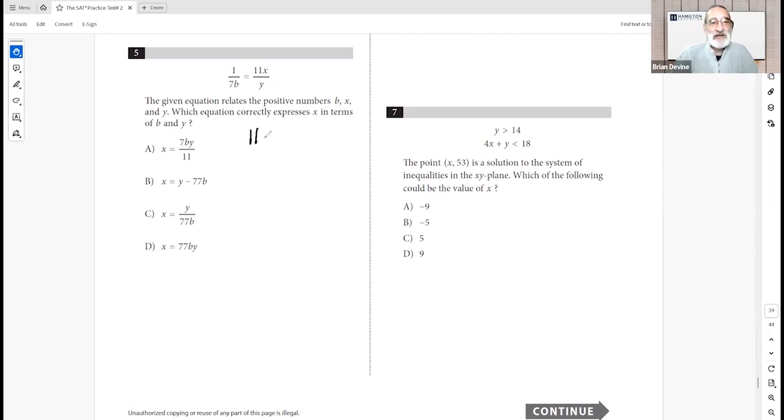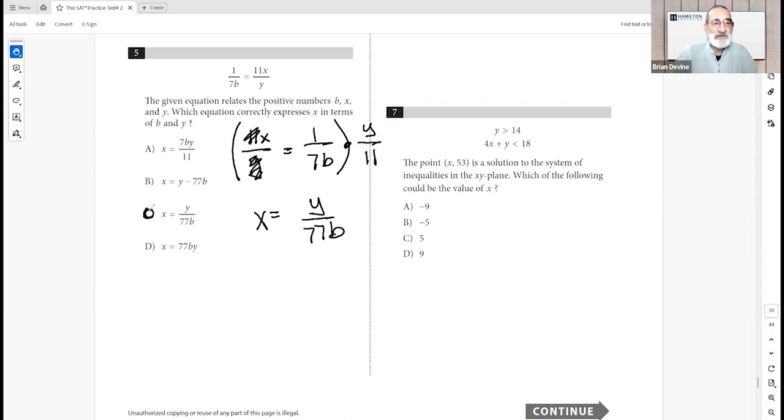And if they tell me that 11x over y equals 1 over 7b, well, I'm just going to multiply both sides by y over 11. Multiplying the left side of the equation, well, that's going to turn this into a 1, and I'll isolate x. And then I just have to multiply 1 over 7b times y over 11. So x should be equal to y over 77b, which is right next door. C is the correct answer.